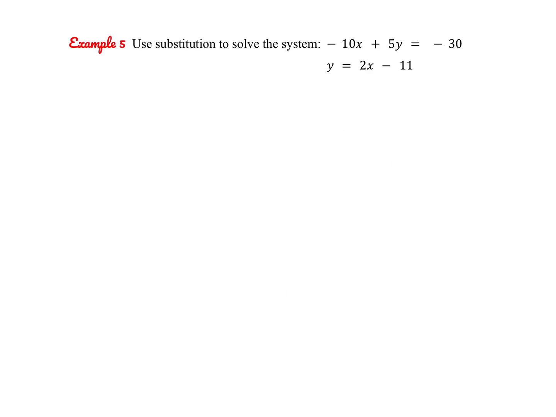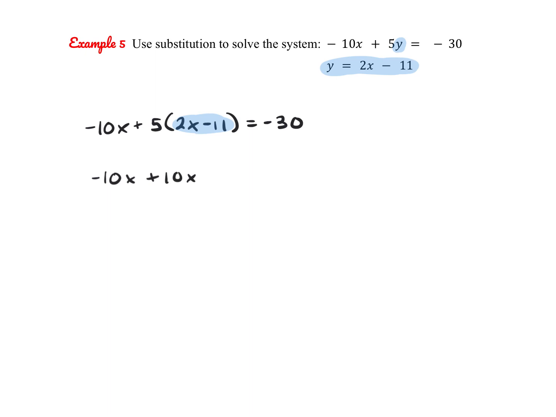Let's try another one together here. Here you can see that this one actually has already isolated one of our variables, so for y. So I think the easiest thing to do would just be substitute it into that top equation. So we have negative 10x plus 5 times 2x minus 11 equals negative 30. So again, that substitution step makes it so we have a single variable, which means we can solve.